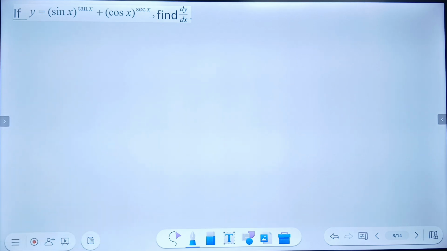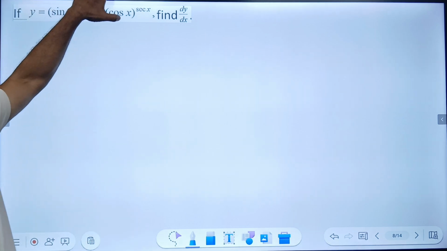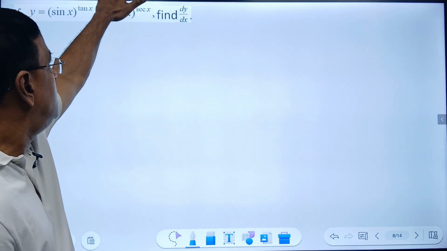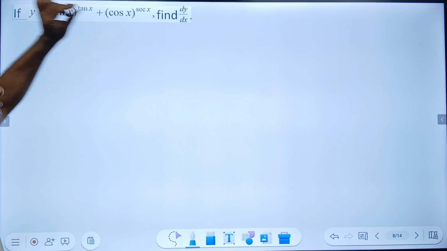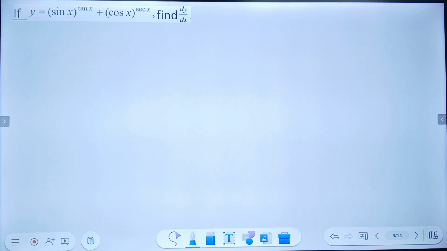You have sin x whole power tan x plus cos x whole power secant x, and I am expected to find dy by dx. Variable raised to the power of variable. Unfortunately, what many students do is they take log on both sides. You cannot take log on both sides because there is a plus sign. We don't have any formula for plus with log.